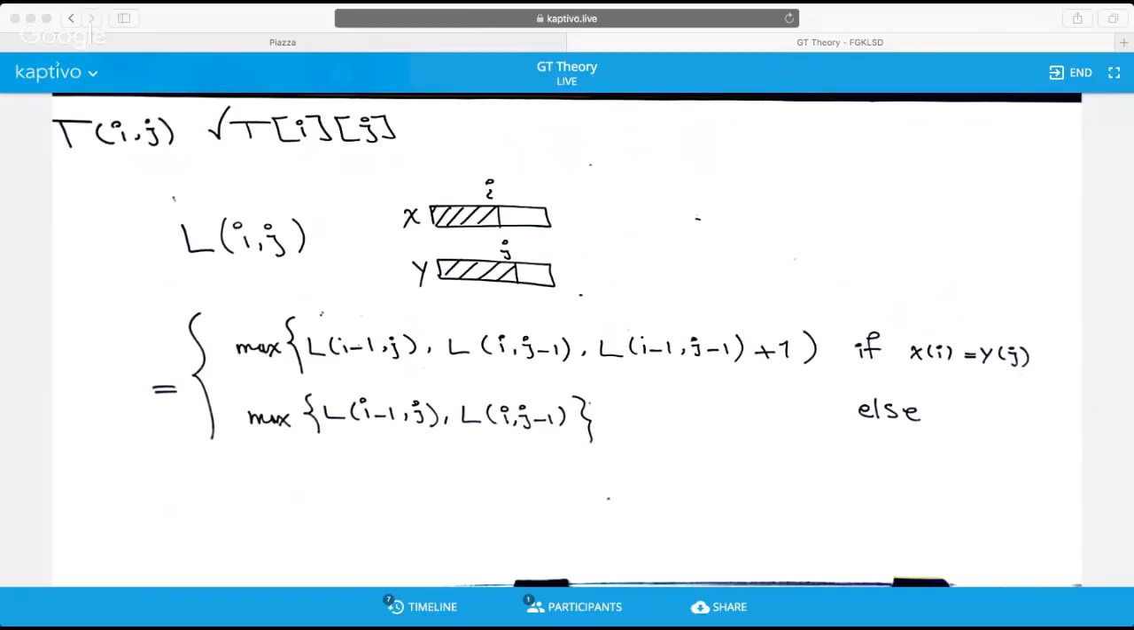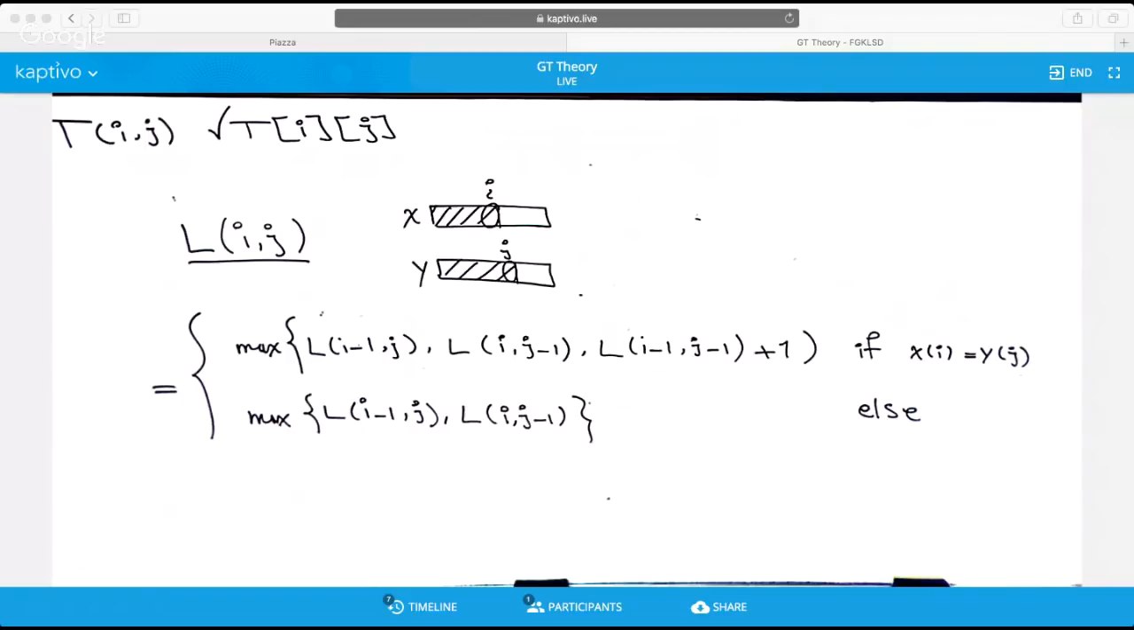So there are two cases for solving the subproblem of L(i, j). We look at the characters at index i and j from the input strings. If they are not equal, we can be sure that in the optimal solution, which is the largest common substring, both x_i and y_j cannot be present because they are not equal to each other, which is the second case. At most, x_i or y_j will be used. So at least we will lose one of these two characters.